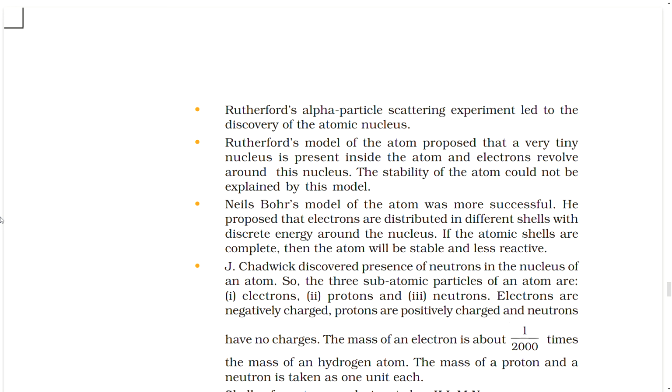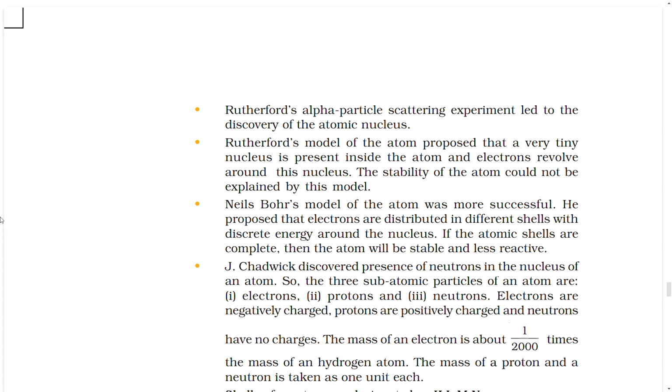Niels Bohr's model of the atom was more successful. He proposed that electrons are distributed in different shells with discrete energy around the nucleus. If the atomic shells are complete, then the atom will be stable and less reactive. J. Chadwick discovered the presence of neutrons in the nucleus of an atom.